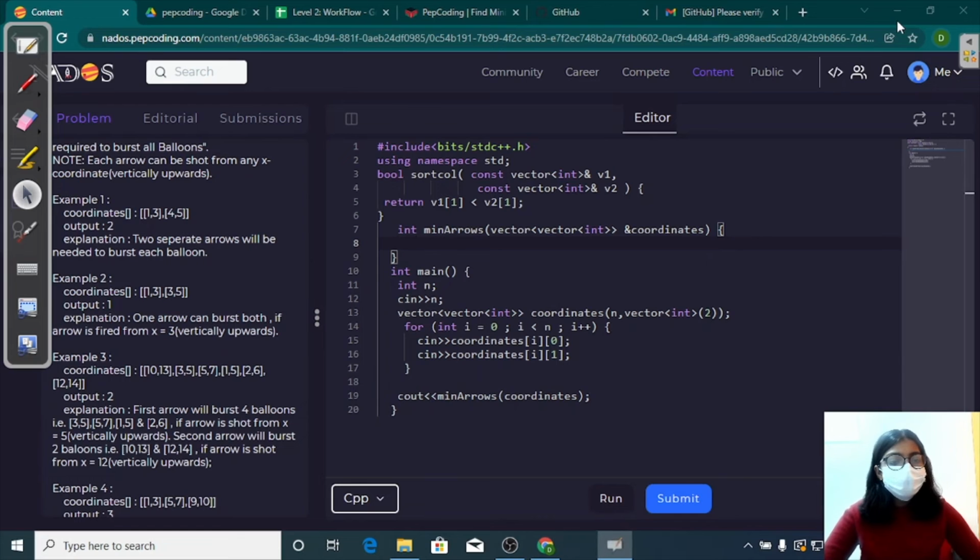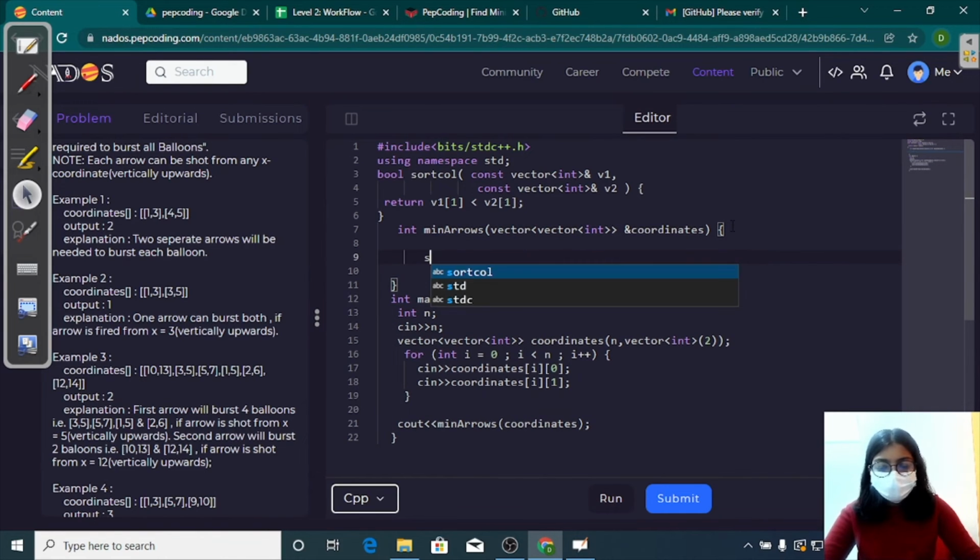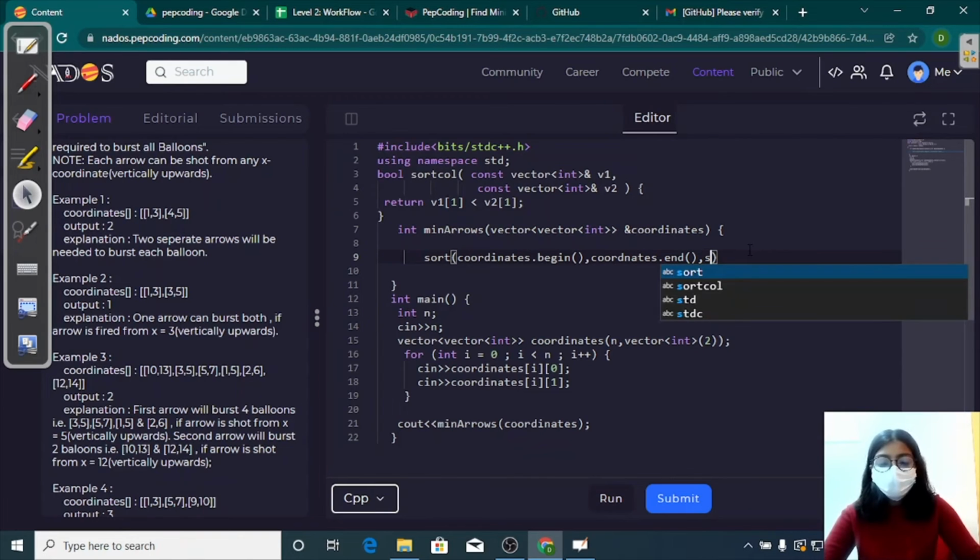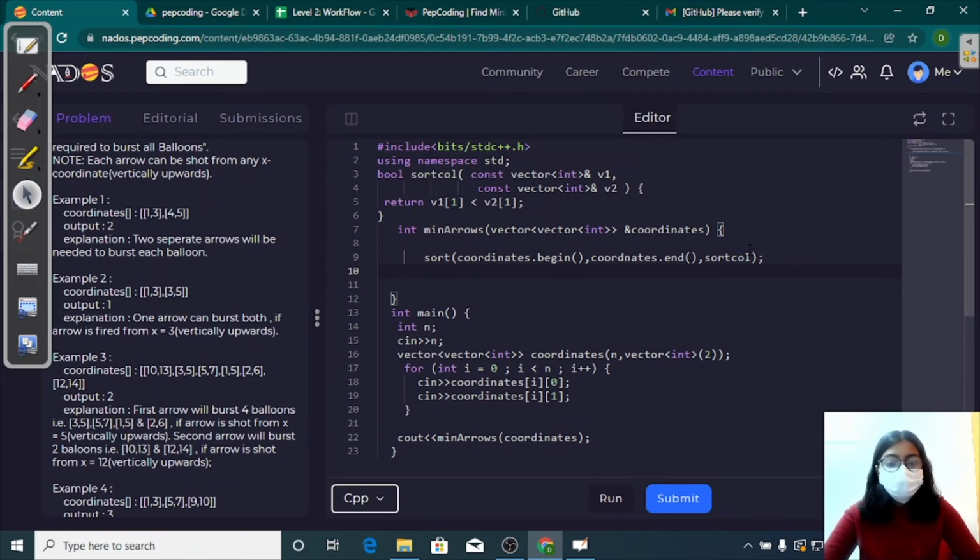Okay. So now let's write some code for this. First of all, we have to sort our coordinates. Sort coordinates dot begin and coordinates dot end. And here I'm going to pass this sort column function because we are going to sort according to my first column. All right. Okay, so it is going to sort my coordinates array. This is my method sort column that I have written here.